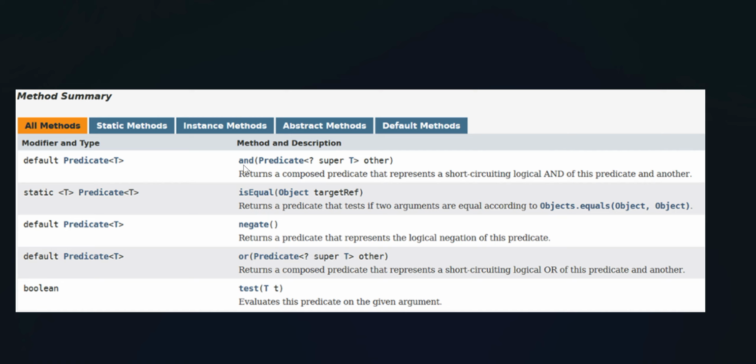So what exactly is the and method? The and method returns a composed predicate, and it is similar to the short-circuiting logical AND operator. Similarly, the or method will also take a predicate and return a composed predicate that represents a short-circuiting logical OR operator.